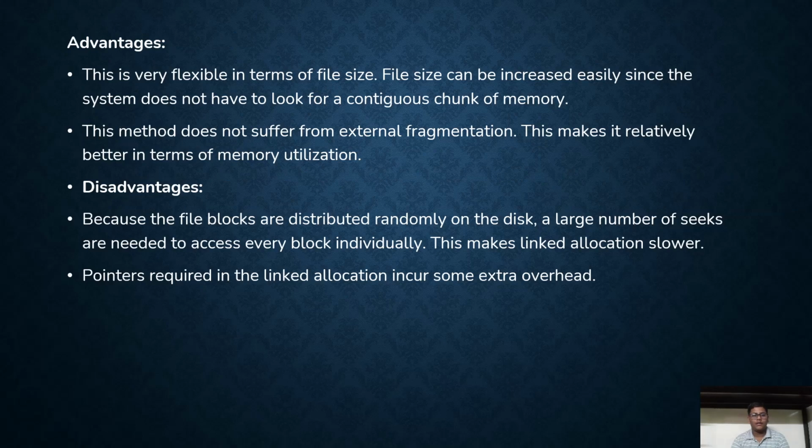Advantage: this is very flexible in terms of file size. File size can be increased easily since the system does not have to look up a contiguous chunk of memory. This method does not suffer from external fragmentation. This makes it relatively better in terms of memory utilization. Disadvantage: because the file blocks are distributed randomly on the disk, a large number of seeks are needed to access every block individually. This makes linked allocation slower. Pointers required in linked allocation incur some extra overhead.